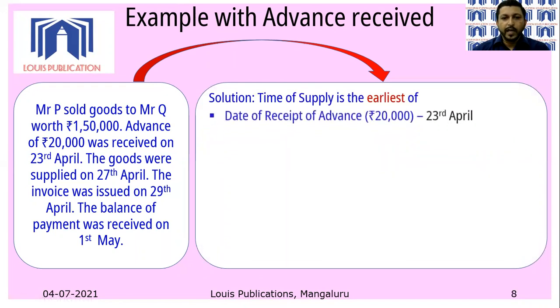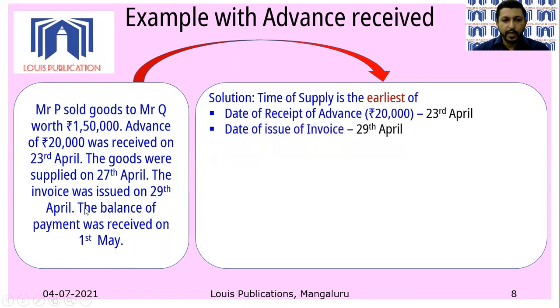One is the date of receipt of advance. The advance was received on 23rd of April, so I record that date. Then we talk about the date of issue of invoice, which is 29th of April, and the date on which the goods were supplied, that is the last date on which the invoice should be issued. That is 27th of April.